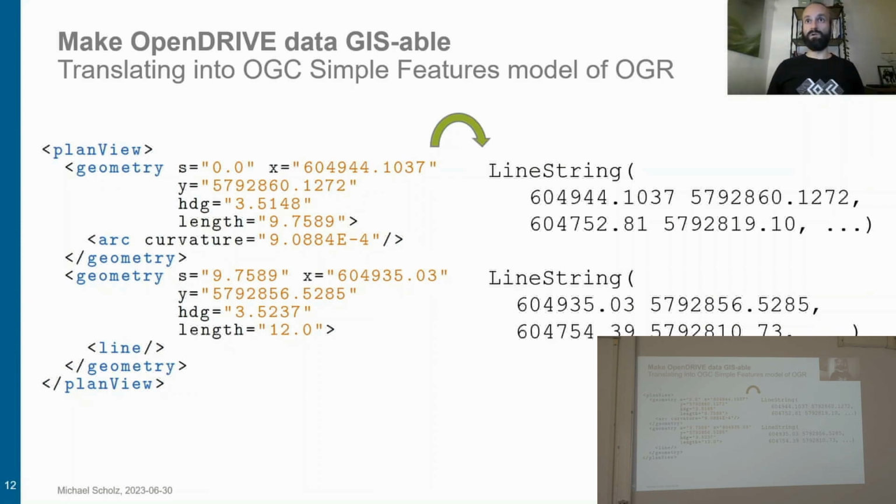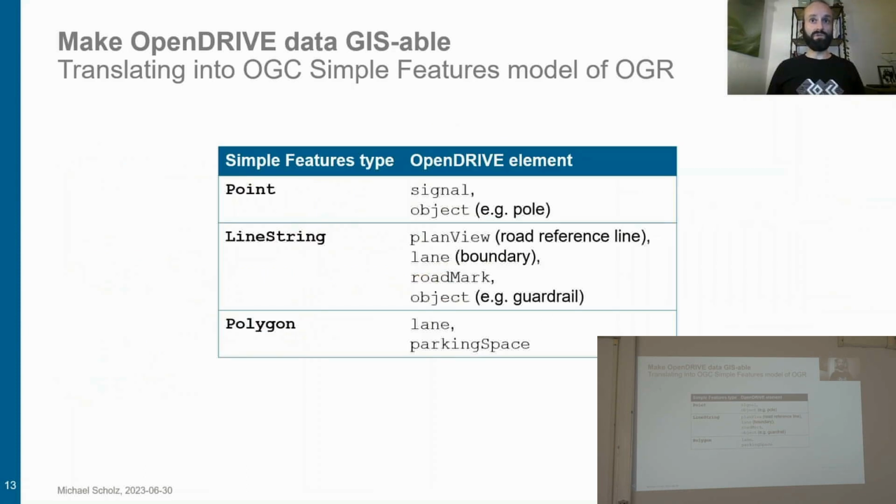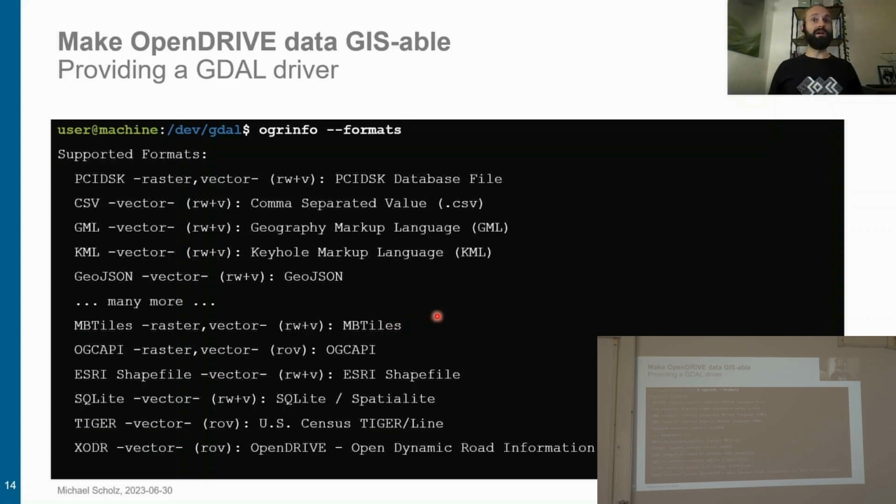So OGR, as part of GDAL, enables us to convert these OpenDRIVE-specific elements, such as signals and objects, for example, as point elements, and the plan view, the road reference line, and the lane boundaries, and so on, as line strings. And you could also have the lane polygons as the drivable surface, for example. So with the new CMake build process, everything is pretty easily integratable after figuring out how it works, and it compiles well under Linux and Windows.